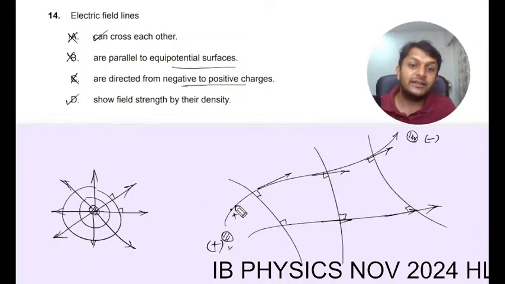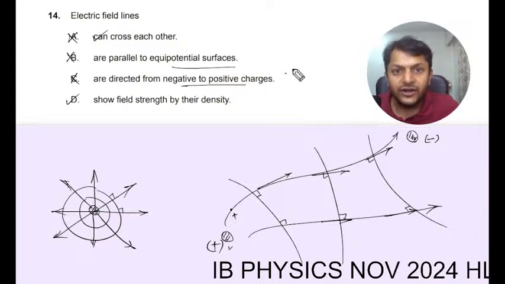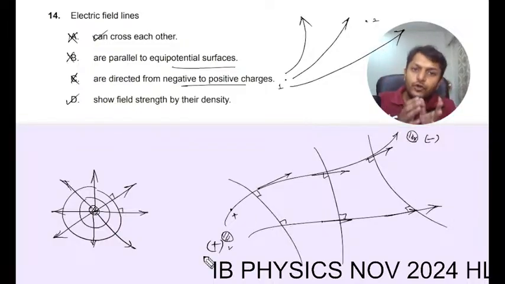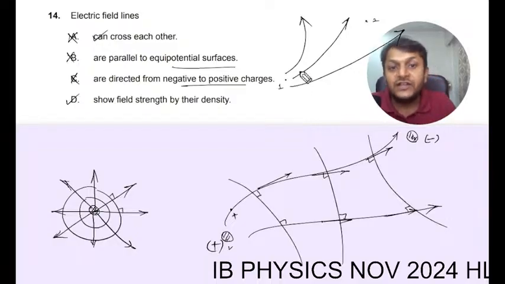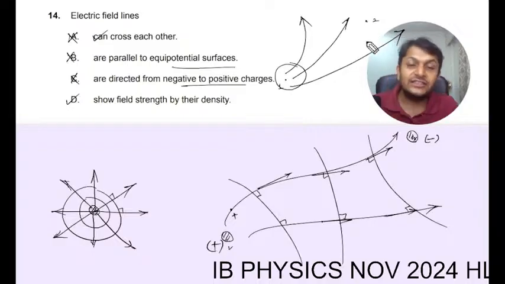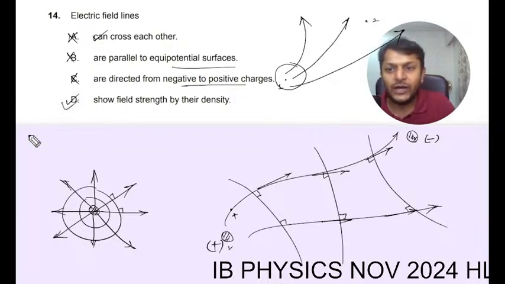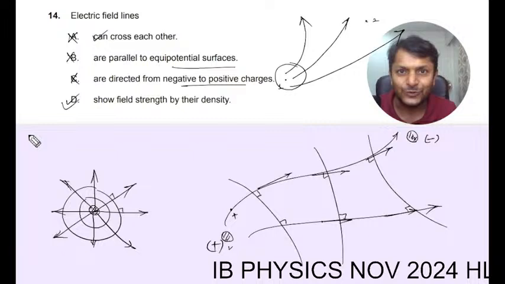Show the field strength by their density. Now what is this? Their relative closeness of the electric field lines, like this point here and this point here. If I compare point number 1 and point number 2, at point number 1 all the field lines are very near to each other, which symbolizes bigger strength for the electric field, and for 2 the strength is lesser. This is known as the relative closeness of electric field lines depicting the strength, and that is why D is absolutely correct for this answer.